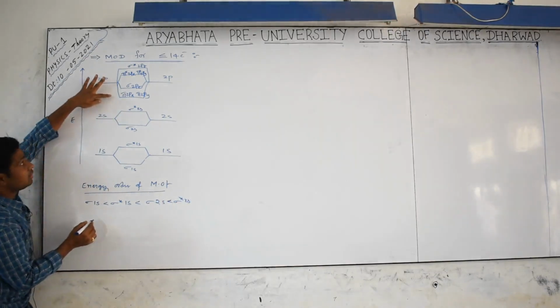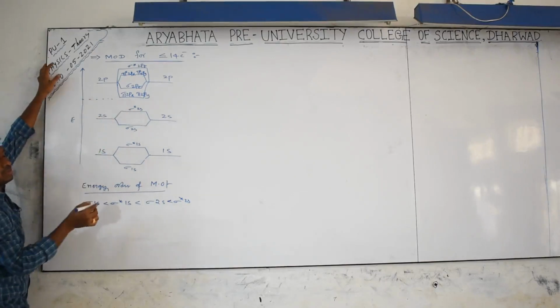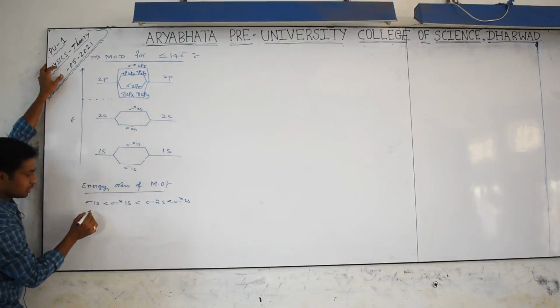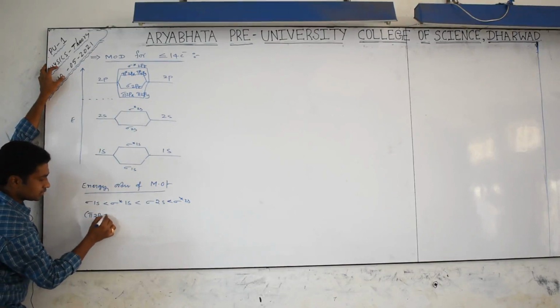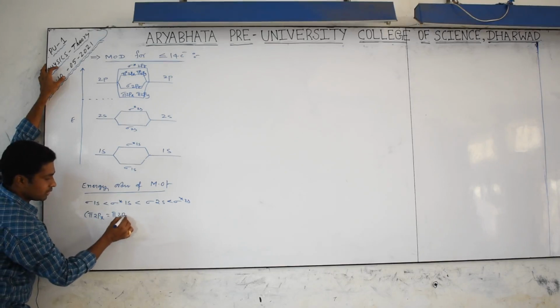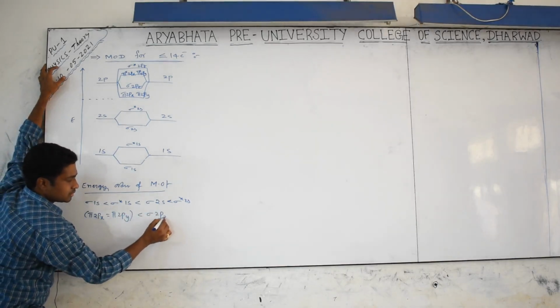After that, both will have the same energy. The orbitals which have the same energy are called degenerate orbitals. So can we keep them in a bracket: pi 2px is equal to pi 2py. After that, the highest energy is had by sigma 2pz.